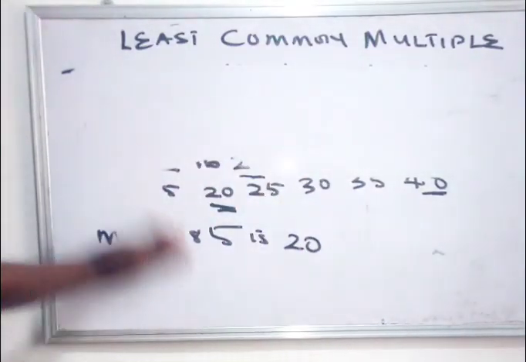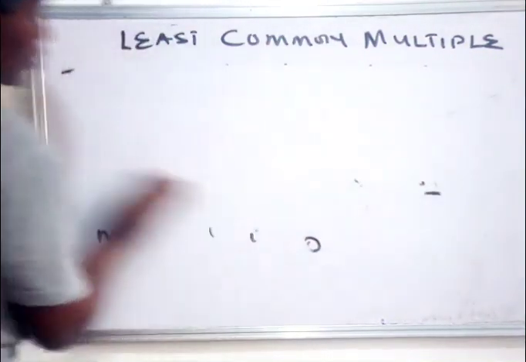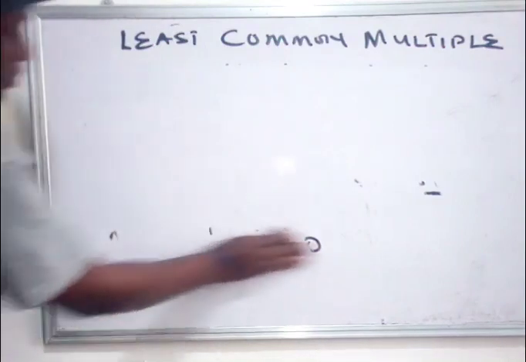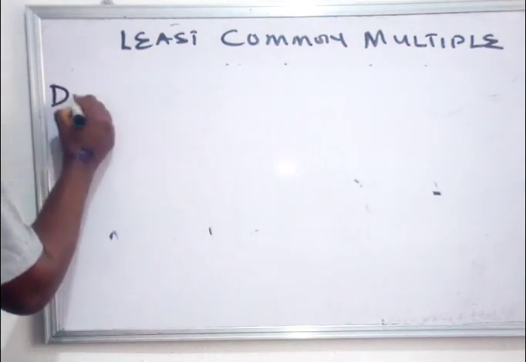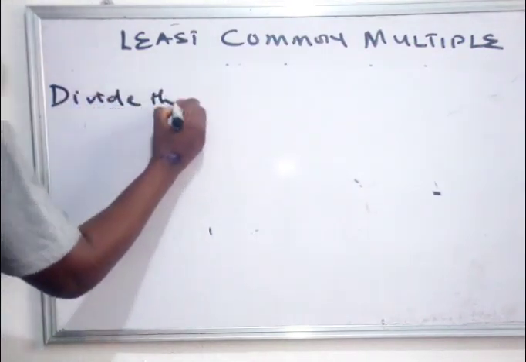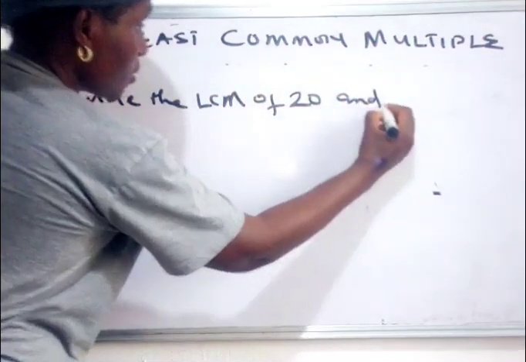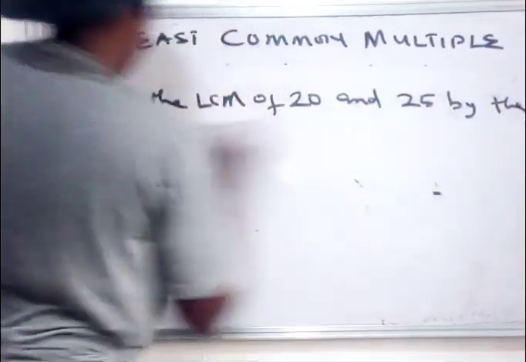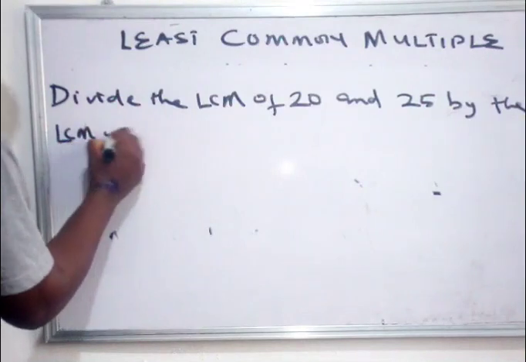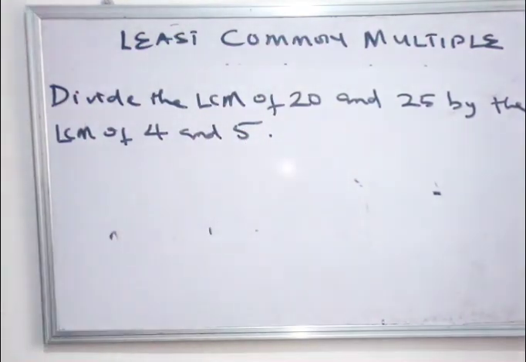In this next question, we are asked to divide the LCM of 20 and 25 by the LCM of 4 and 5. Let's quickly write that out. Divide the LCM of 20 and 25 by the LCM of 4 and 5. We already got the LCM of 4 and 5 to be 20, so save that in your palms.